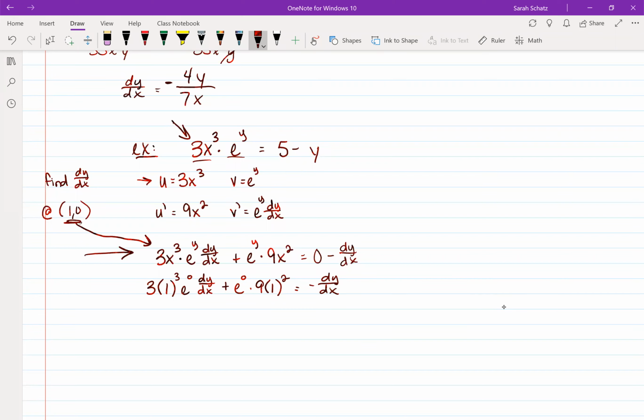So let's simplify now. First of all, 1 cubed is just 1, so really this is 3 times 1. What did I say e to the 0 was? Isn't that just 1? Because everything to the 0 is 1. So this is 3 times 1 times 1, so that is 3 dy/dx. Plus, here's another e to the 0, which is just a 1, times 9 times 1. So that's just going to end up being 9, equals negative dy/dx.